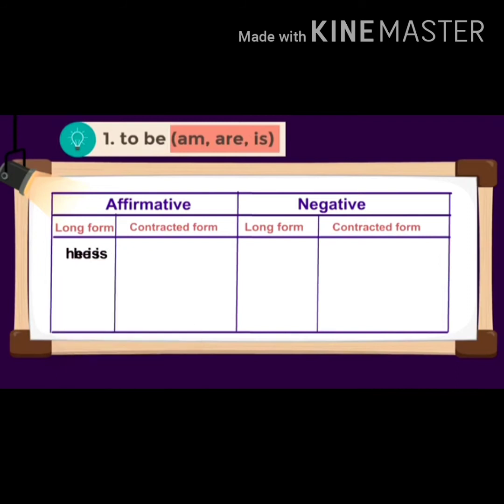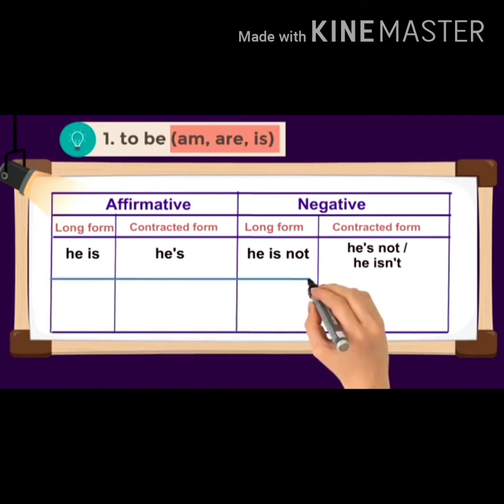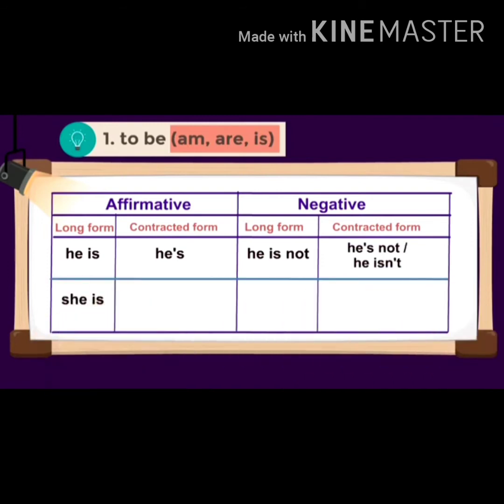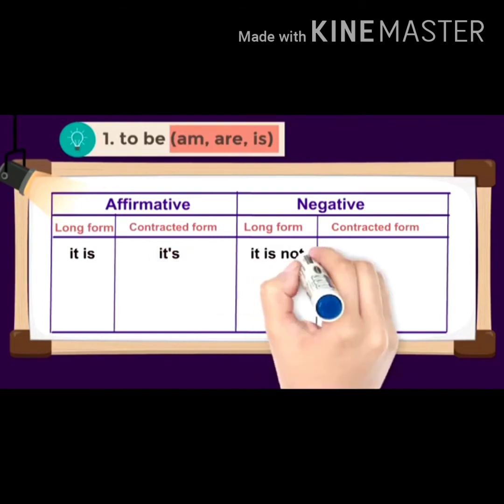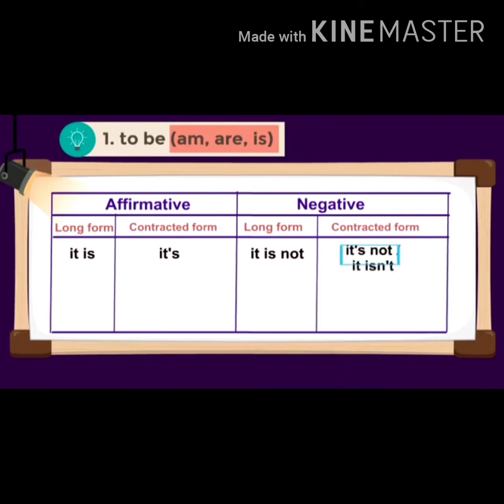He is, he's, he is not, or he isn't. She is, she's, she is not, she's not, or she isn't. It is, it's, it is not, it's not, or it isn't.